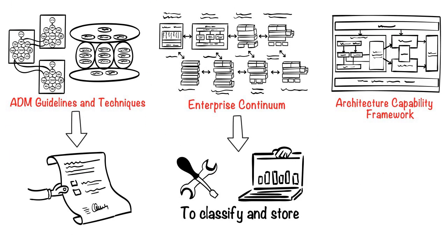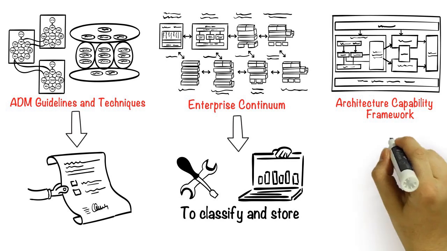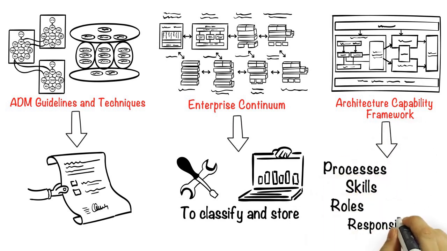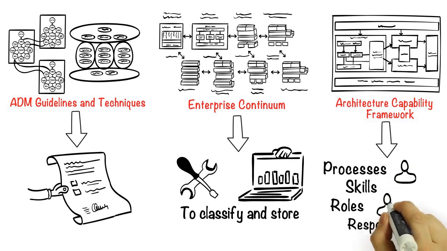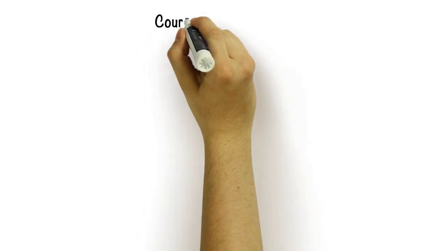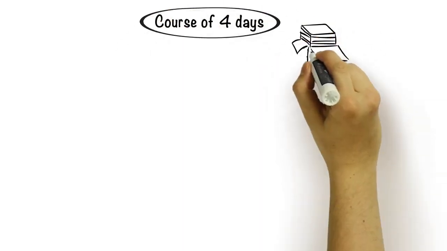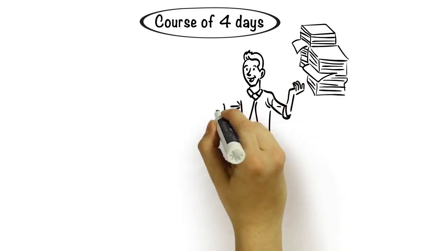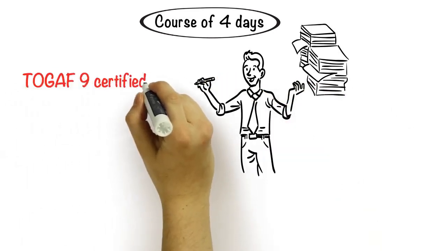Finally, in Part 7, we look at the Architecture Capability Framework. This helps us understand the processes, skills, roles and responsibilities that we need to establish and operate an architecture team within a business. Over the course of 4 days, we take you through all of these subject areas, ensuring you are fully prepared for the certification exams in order to achieve your TOGAF 9 certified status.